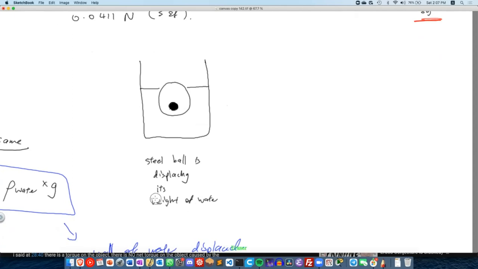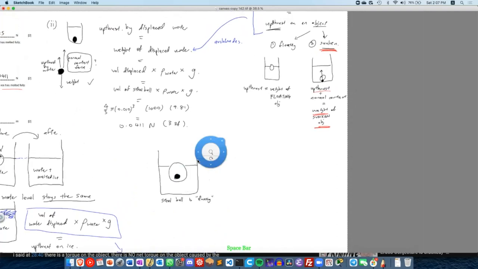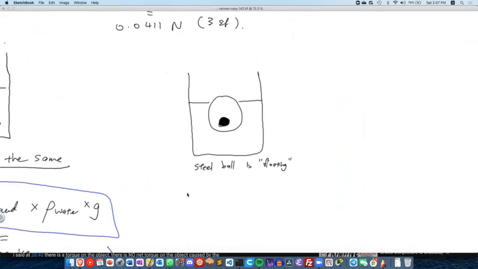Okay, this phrasing is a little bit weird. Let me just rephrase it in a different way. In this scenario, because the steel ball is floating, the upthrust. So because the steel ball is floating, how much water is displaced by the steel ball alone?